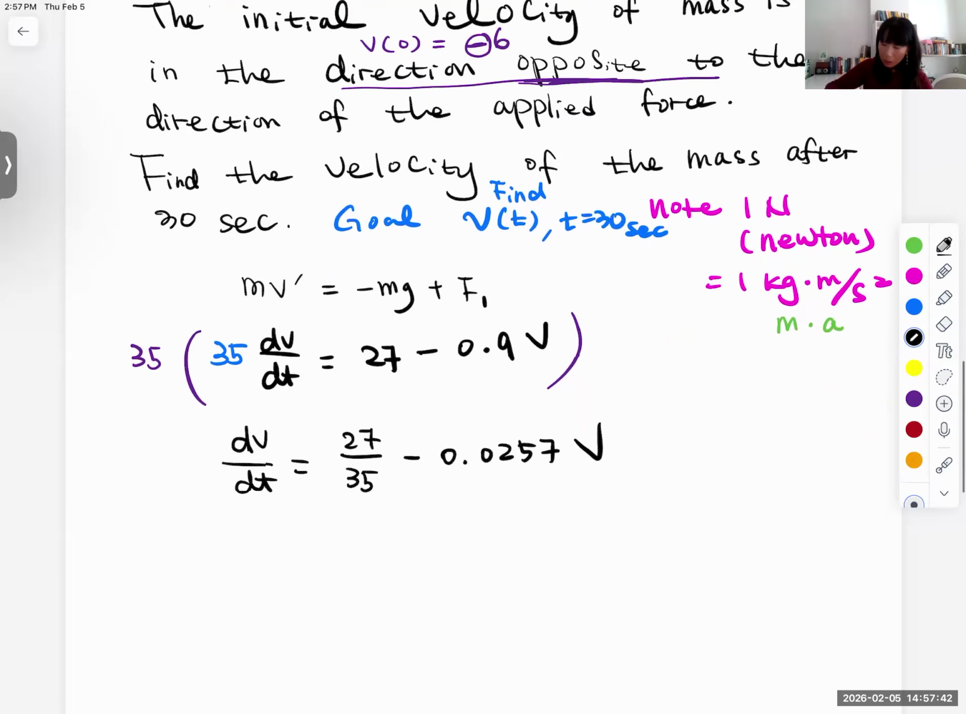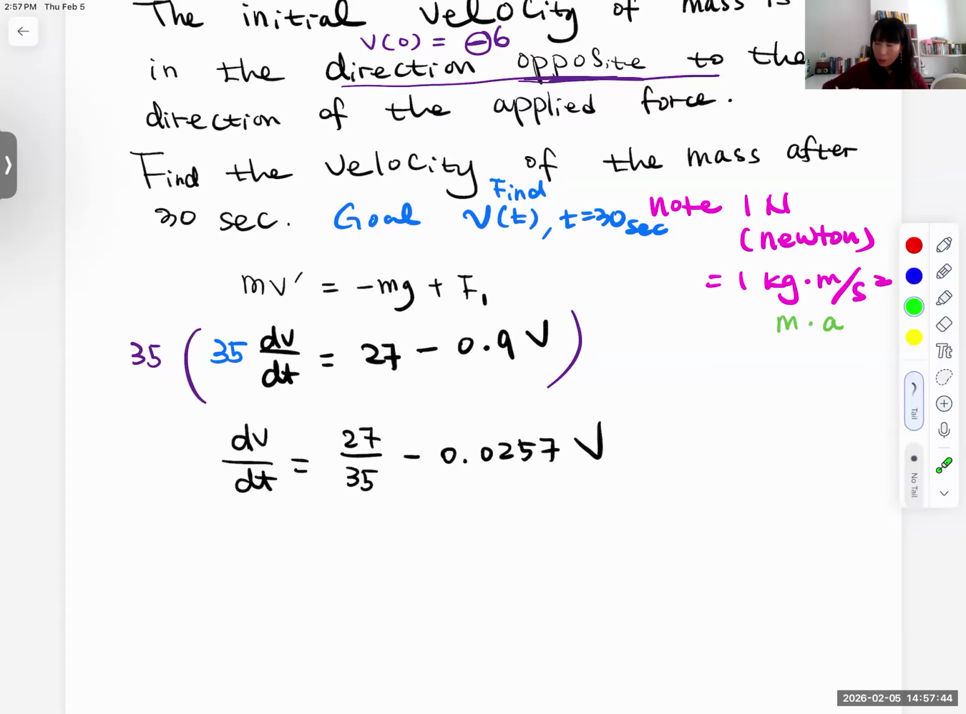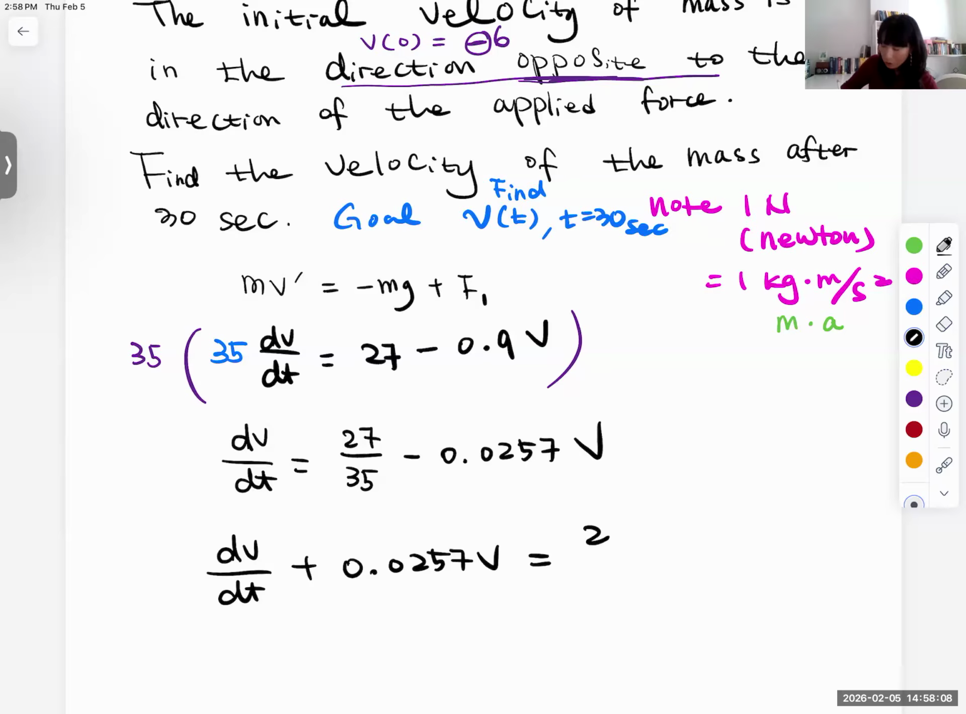Let me arrange this. Since we have a v there, let's move it to the other side. I'll do just one step. So we will have dv over dt plus 0.0257 v equal to 27 over 35.